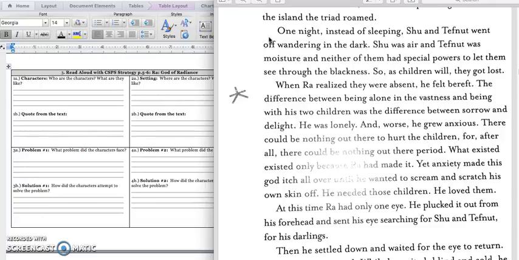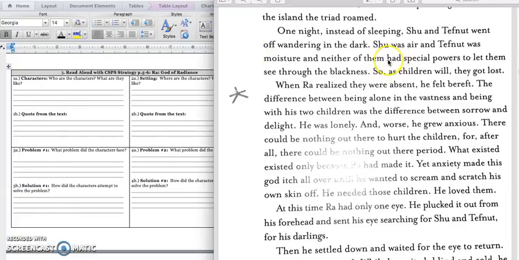All right, it says, one night, instead of sleeping, Shu and Tefnut went off wandering in the dark. Shu was air, and Tefnut was moisture, and neither of them had special powers to let them see through the blackness. So, as children will, they got lost. We'll stop right there because we had information about our characters and our setting.